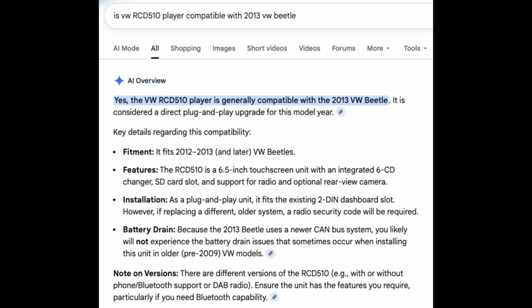During this process, I asked AI, hey, would this system be compatible with my vehicle? And the AI answered yes, and it turned out to be yes. And of course, to cross-verify this result, I went to the seller's website.